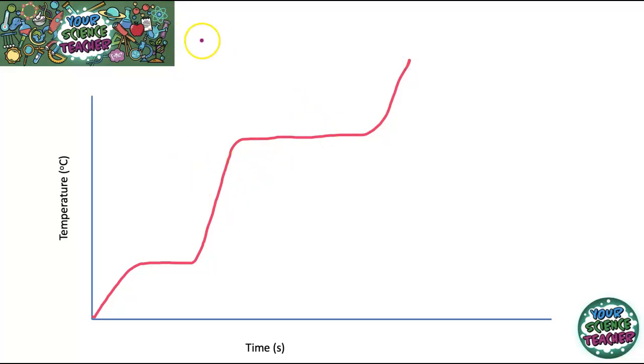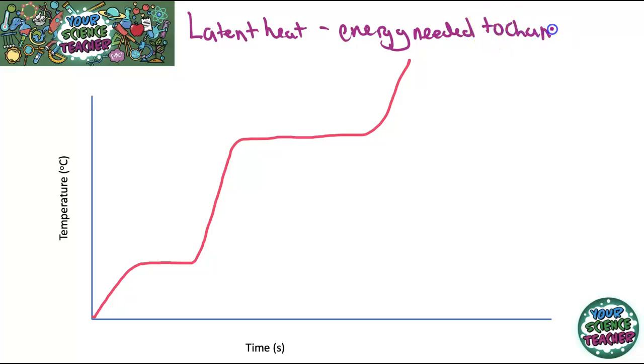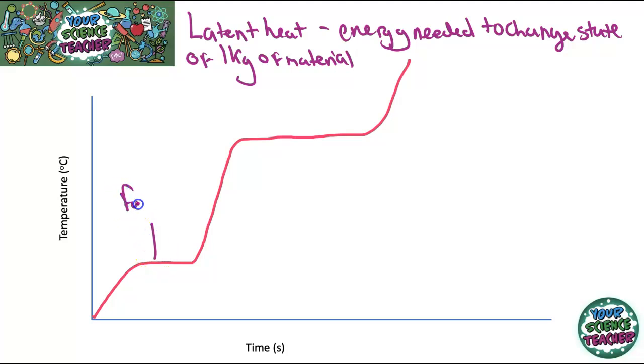Now, the amount of energy needed to change state, we call that the latent heat. And this is just the energy needed to change state of 1 kilogram of material. And there are two latent heats here. We've got the latent heat of fusion, which is going from a solid to a liquid or a liquid back to a solid. And we have our specific latent heat of vaporization, which is the energy needed to change 1 kilogram of material from a liquid to a gas, or to go from a gas to a liquid.